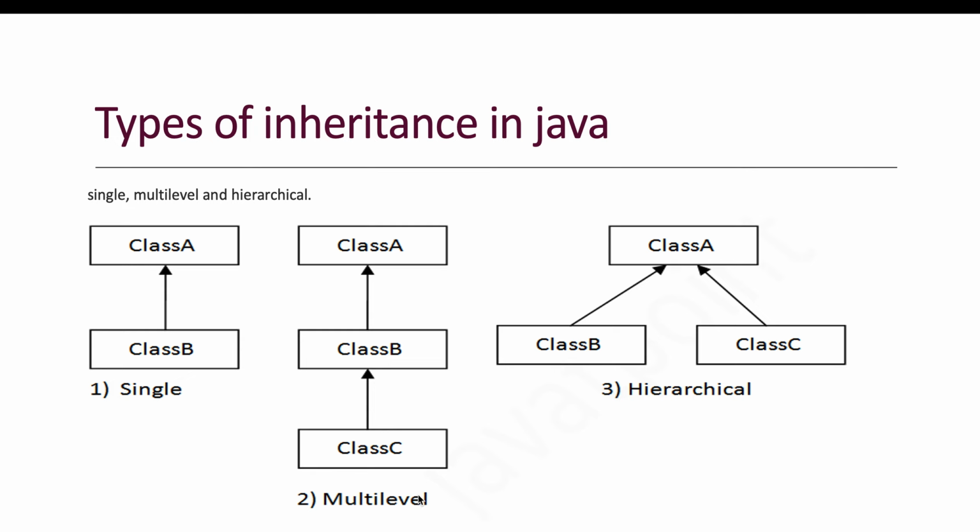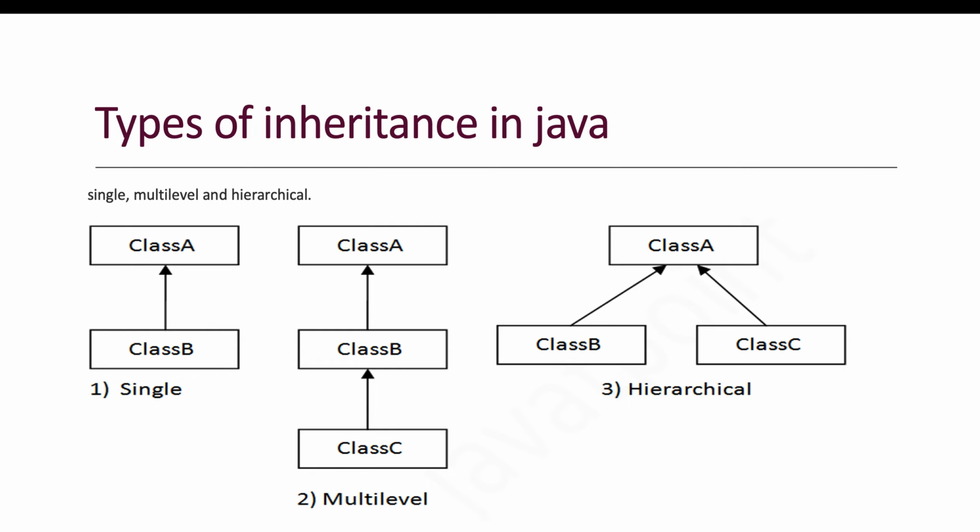In case of multi-level inheritance, at least three classes would be there. It is similar to single inheritance, where class A properties and behavior are extended by class B, and again class B properties and behavior are extended by some other class, let's say class C. So this is representing multi-level inheritance. We will see an example of how it is useful and where we can use it.